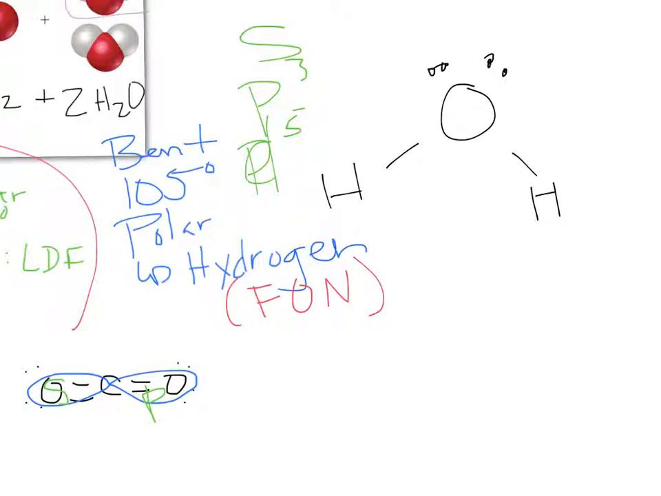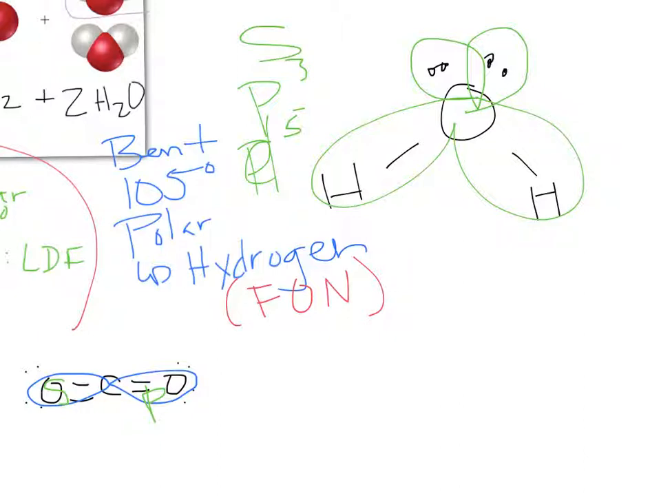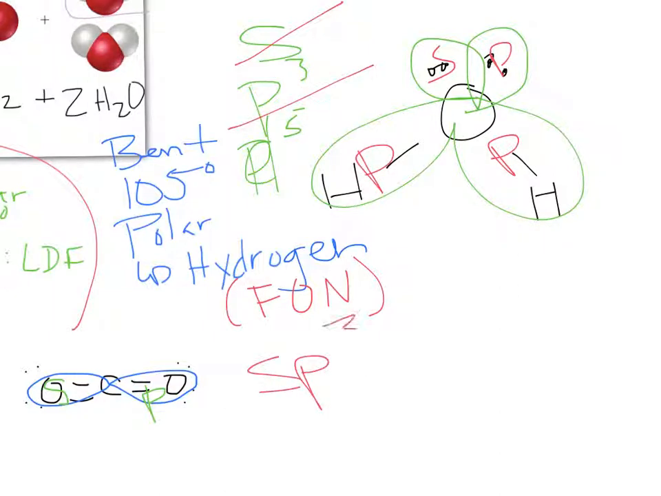including the lone pair. So if we just start with the oxygen, that's a petal, that's a petal, that's a petal, and that's a petal. If you notice, there is one S, so that takes care of that. P1, P2, and P3. So that's all that we have. So the hybridization is sp3.